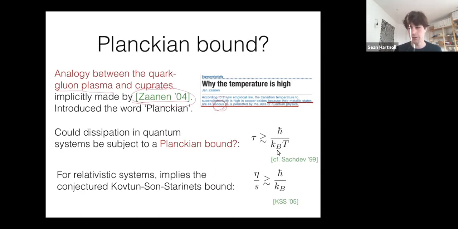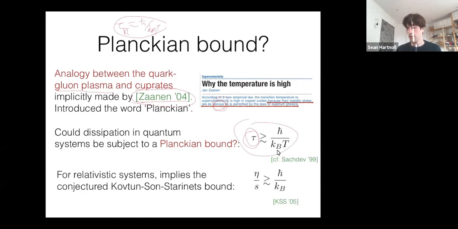He used the word Planckian to refer to this timescale, tau Planck equals hbar over kBT. And I think the word has two meanings. It's Planckian because Planck's constant appears, but it also has this connotation of the Planck time in quantum gravity, which is like the shortest time, right? So the idea is that all physical timescales in a many-body system might be bounded above by this timescale. It's like the Planck time, but for many-body thermal systems.